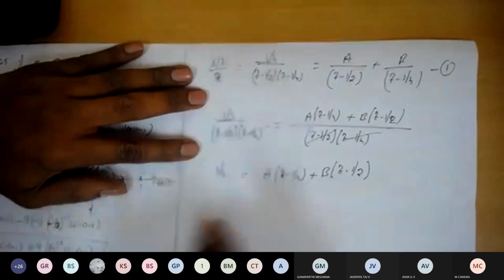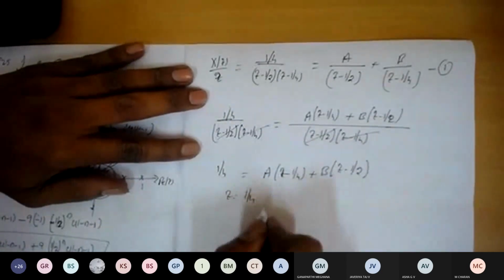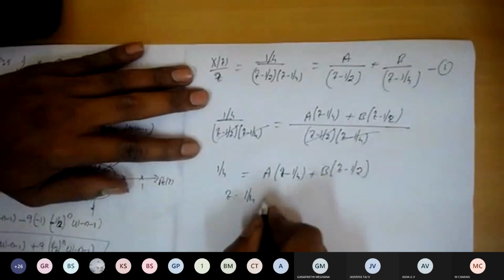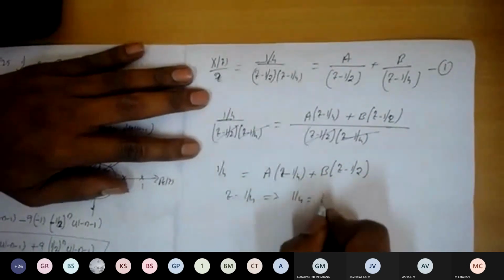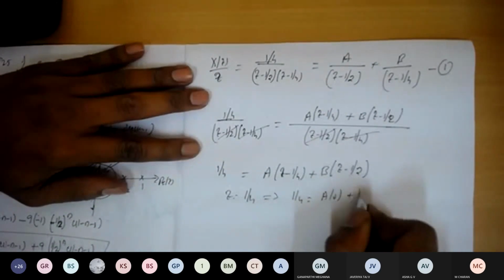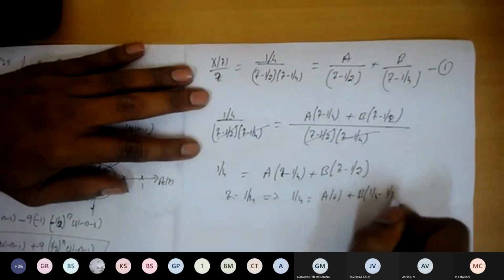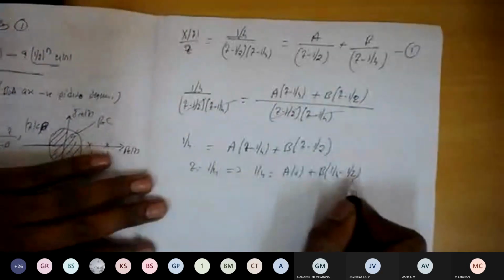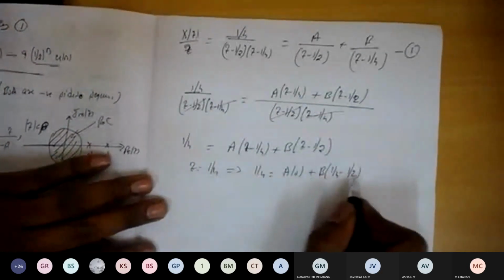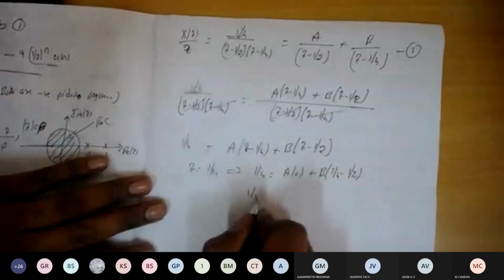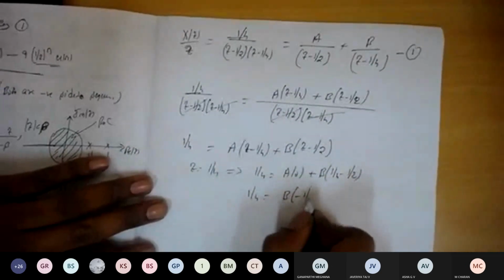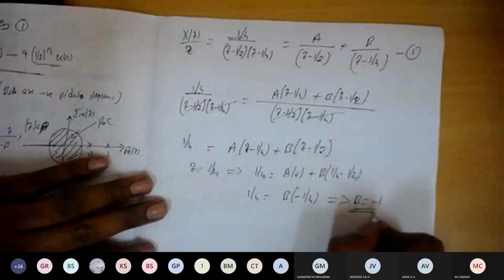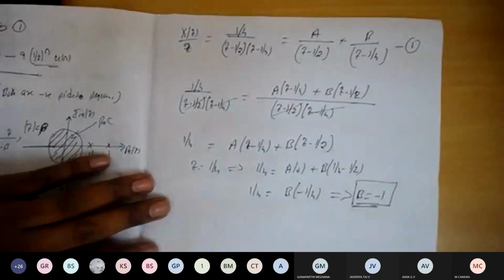So what we can do is we'll substitute z is equal to 1 by 4 so that the a terms will get cancelled and we'll get the value for b. So this implies 1 by 4 is equal to b into 1 by 4 minus 1 by 2. So 1 by 4 minus 1 by 2, quarter minus half, is nothing but minus quarter. So 1 by 4 is equal to b into minus 1 by 4. So this implies that 1 by 4 will cancel. B is equal to minus 1.